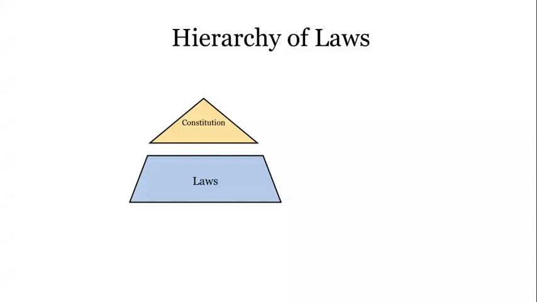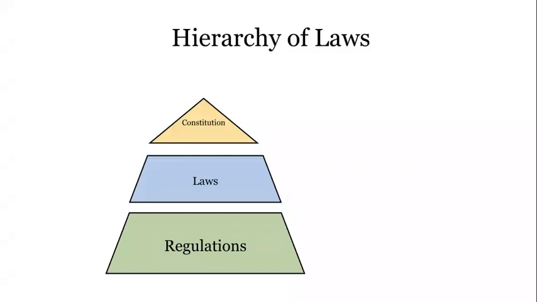So no law that is created in the United States can violate a constitutional principle. The Constitution is supreme in that way. It has a hierarchical level of order to it, and being over the laws. So then the question is, what's below laws, if anything? And what we have here are regulations.